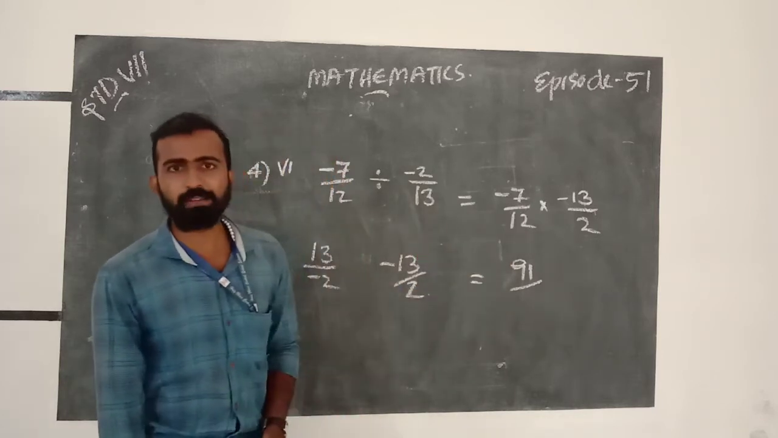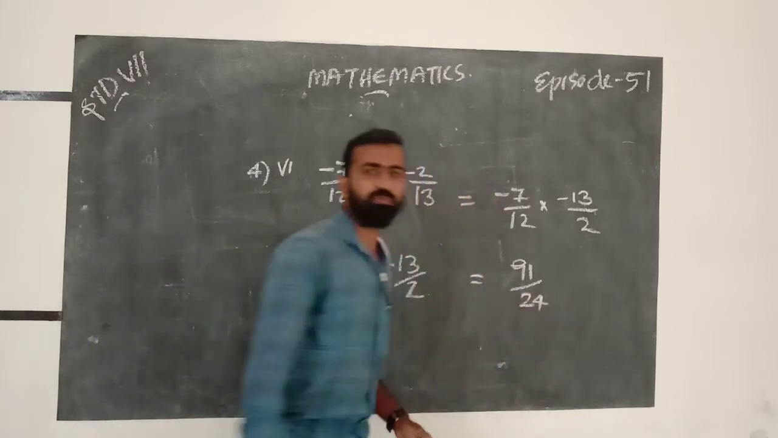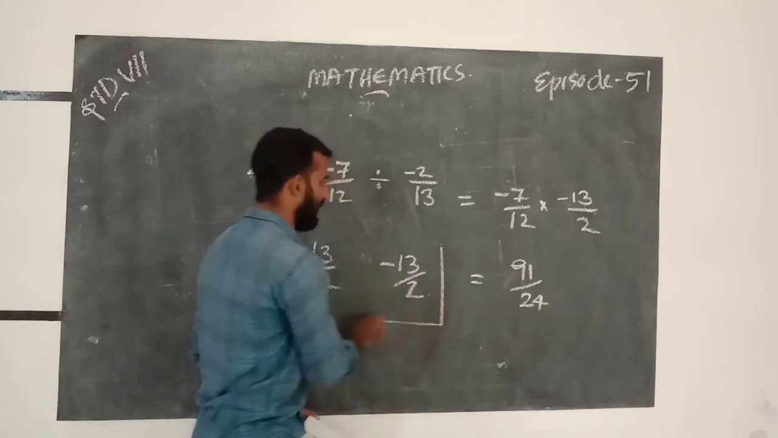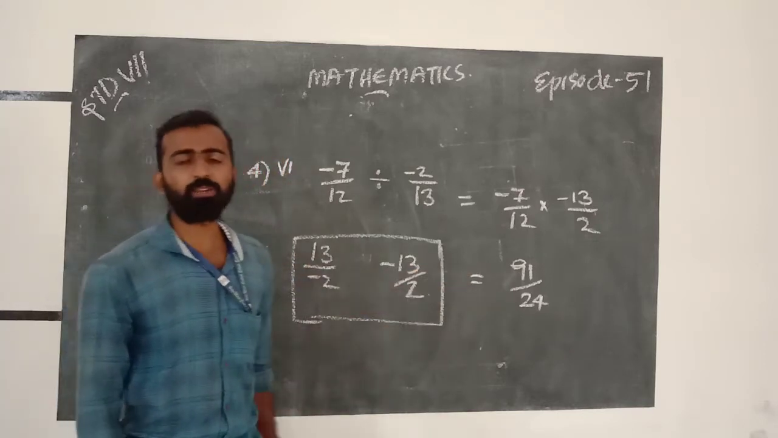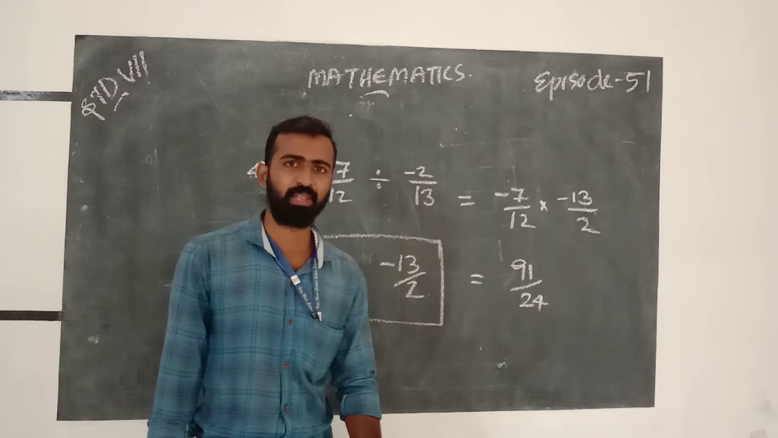So we write 91 divided by 24. The final answer is 91 by 24.